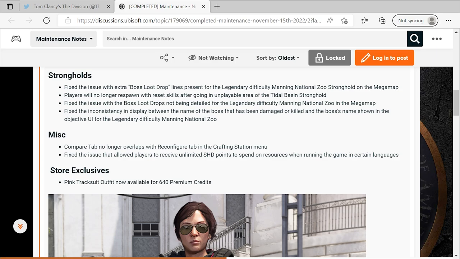For the strongholds, they fixed a range of issues there that you can read through. I'll also leave a link to these patch notes in the description so you can go down and read through them. You can see there were a lot of things with the new legendary, specifically Manning Zoo, had a number of fixes there that they took care of, so that's good.